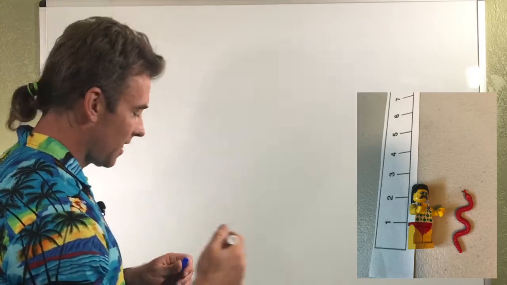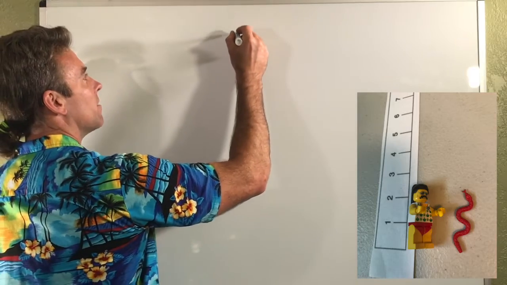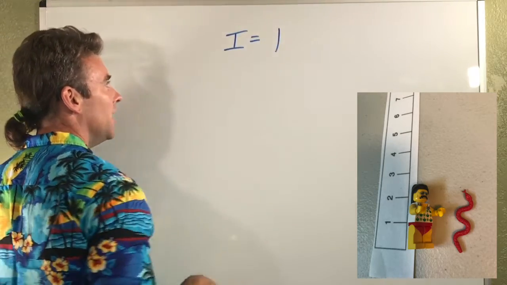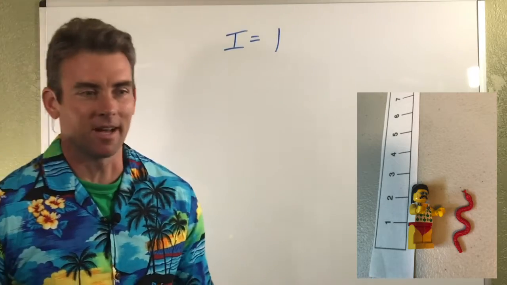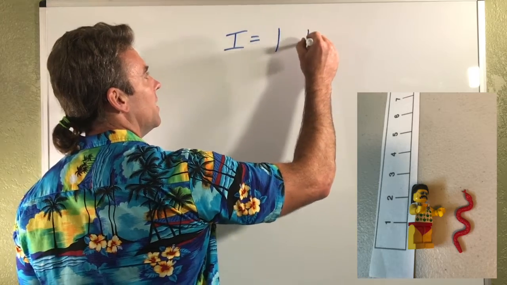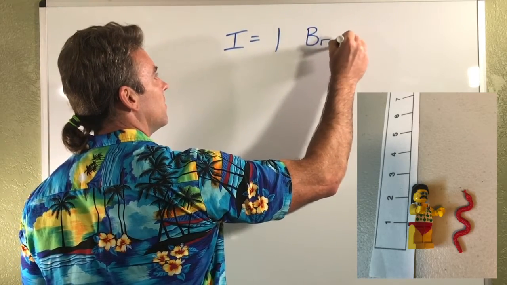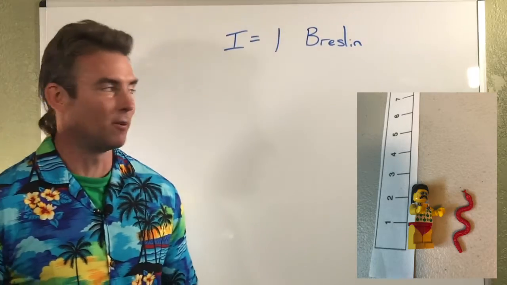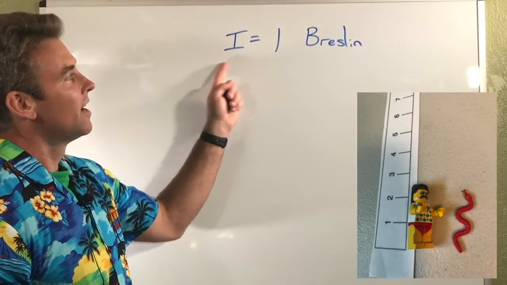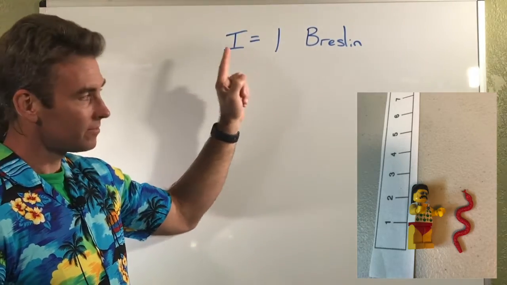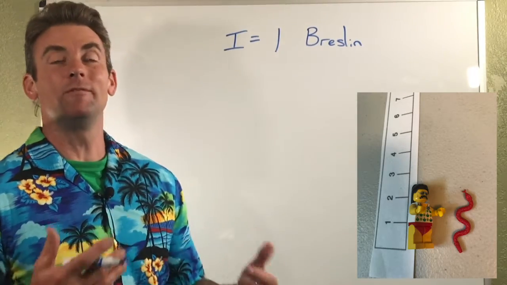So what I like to do before I make a measurement is write down my increment. So an increment of 1, we should probably put units on here. Let's just call them Breslins or something like that. So we're in increments of 1 Breslin. We'll pretend that's a measurement of length or something. So 1 Breslin, that increment of 1 means that I am in the rule of tens.